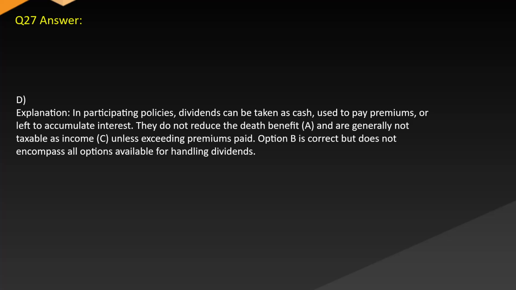Answer: D. Explanation. In participating policies, dividends can be taken as cash, used to pay premiums, or left to accumulate interest. They do not reduce the death benefit and are generally not taxable as income, C, unless exceeding premiums paid. Option B is correct but does not encompass all options available for handling dividends.